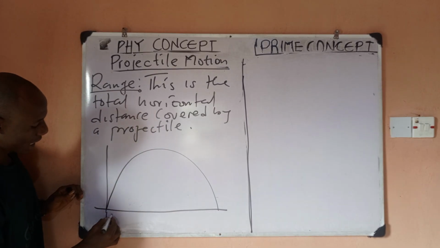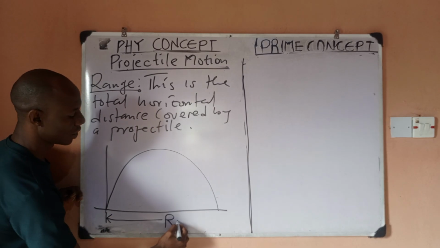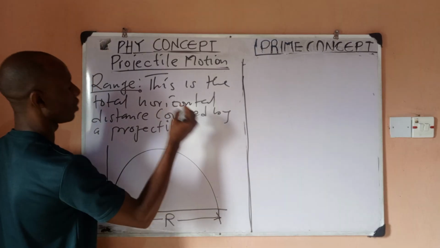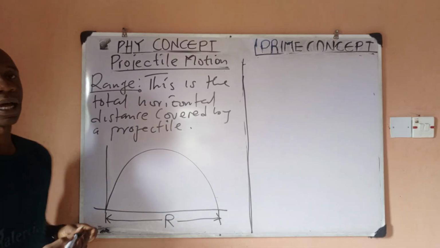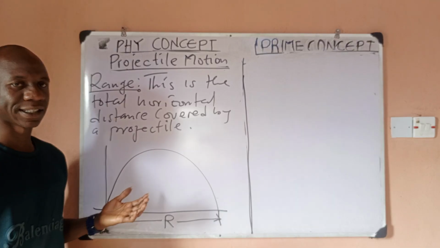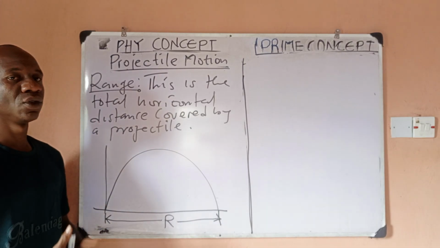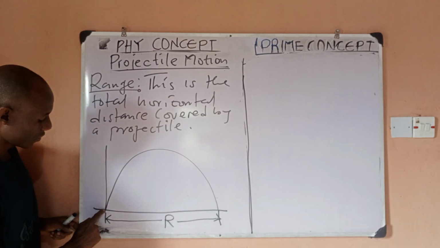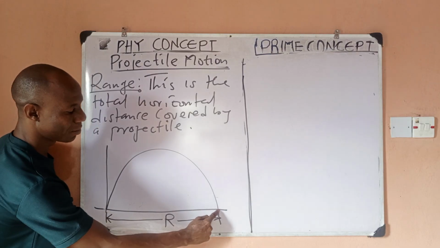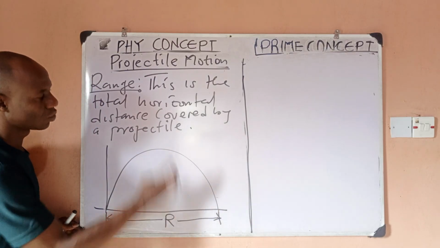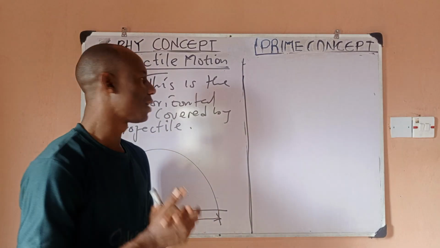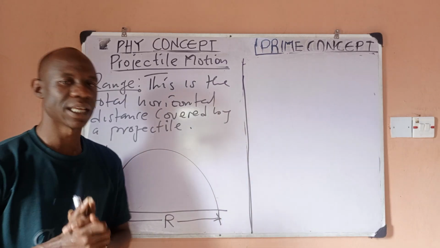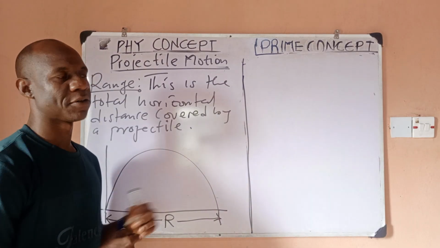So if we draw our diagram for projectile motion this way, then this total distance is called range, which we denote with the symbol capital R. Some books may use X, but then I would prefer to use R. So this distance from this point to this same point on the plane is what we call range, the total horizontal distance. So we want to see the formula for finding range, see how we can derive this formula.